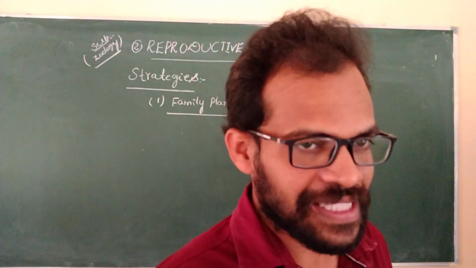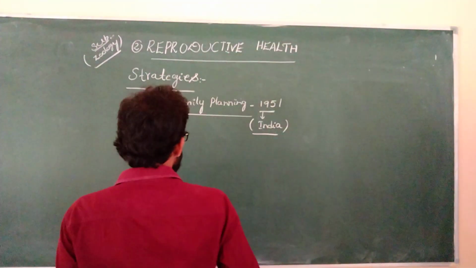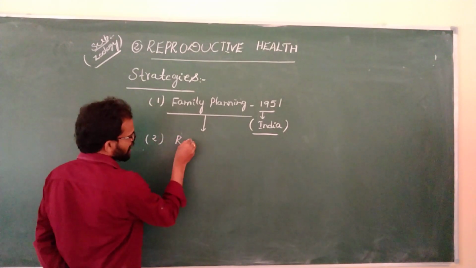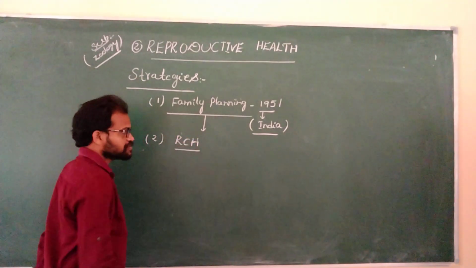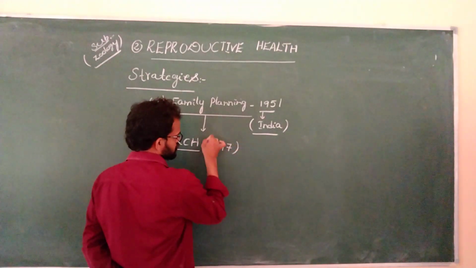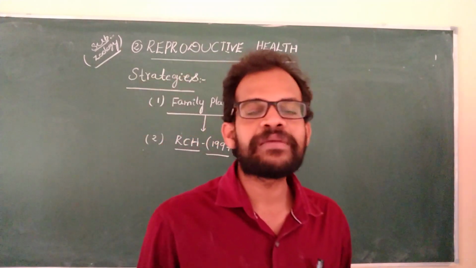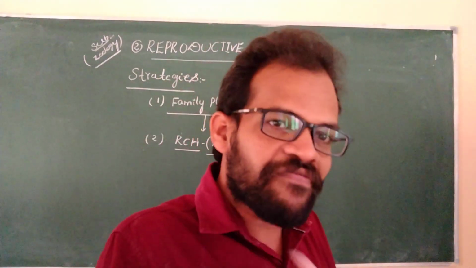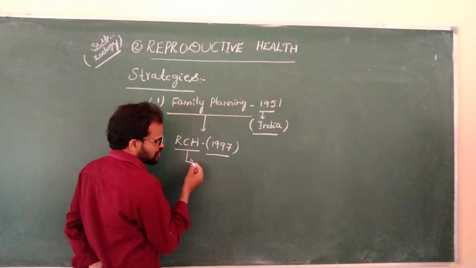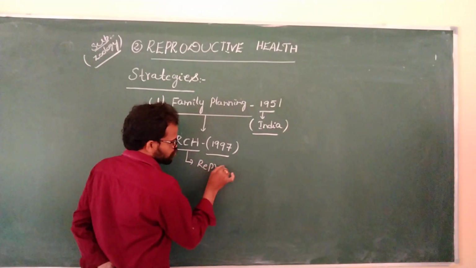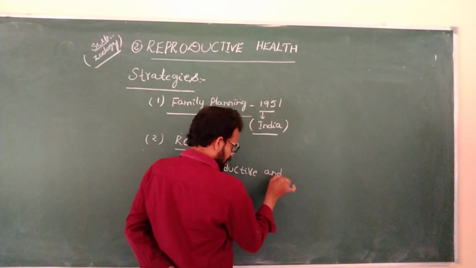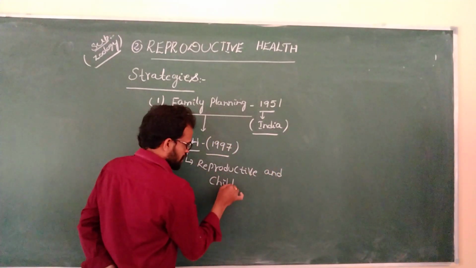After this, the family planning method was modified into RCH in 1997. What is the full form of RCH? It is reproductive and child health care.